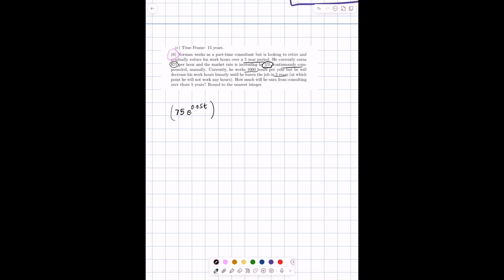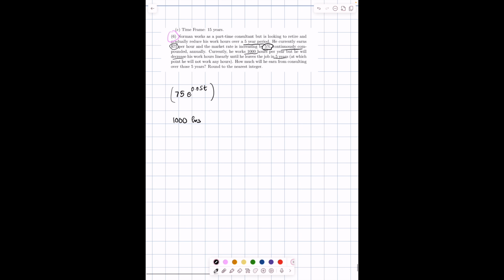And so the additional information is that he works 1,000 hours currently. But then he will decrease his work hours until he leaves the job in 5 years. And we're also given the information that this decrease is linear, which means we can expect something to look like this, where he starts at 1,000 hours and keeps decreasing. And when it gets to 5 years of working, the hours will perfectly hit zero. And so what does that mean?